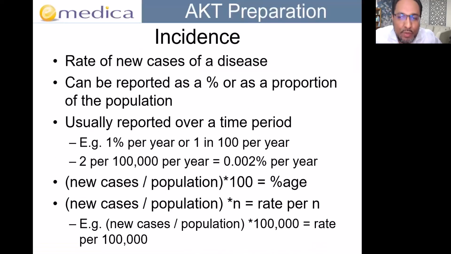So incidence is the rate of new cases of a disease. You can either report it as a percentage or as a proportion of the population, per 1,000, per 100,000, per million. Usually we look at it over a year. So 1% per year means 1 in 100 every year. Or for rarer things, sometimes you give it in whole numbers, so 2 per 100,000 per year rather than 0.002% per year. The way to calculate it is the number of new cases divided by the population. Then if it's a percentage, you multiply by 100 because that's per 100. If it's per 1,000, multiply by 1,000. If it's per 100,000, by 100,000. Per million, by a million in that last step.